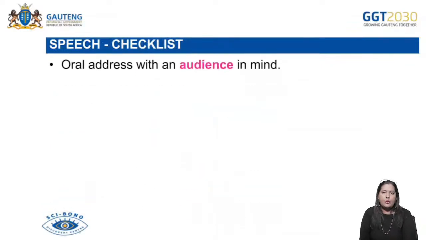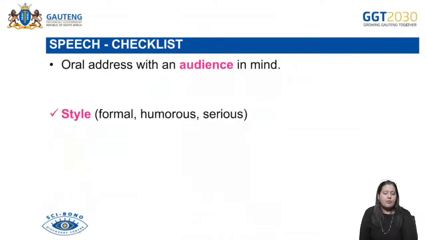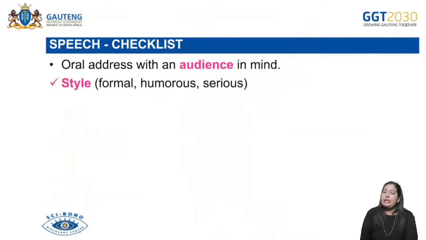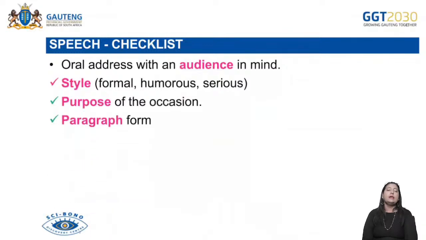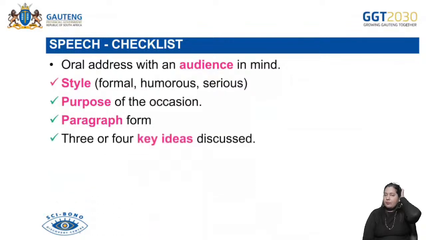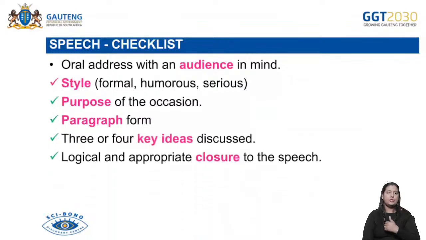Then your checklist, please always make sure your audience is taken note of. Remember, it's an oral address. The style can either be formal or informal. It can be humorous or serious in its content. The purpose of the organization or the occasion in this instance would be very important to take note of. Have you then had paragraphs included for each of the content that you're talking about? Have you discussed key ideas that are relevant again to the topic? 3 to 4, as I mentioned to you, is there a logical flow with the ideas? And do you have an appropriate or a good closure to the speech that you have written?